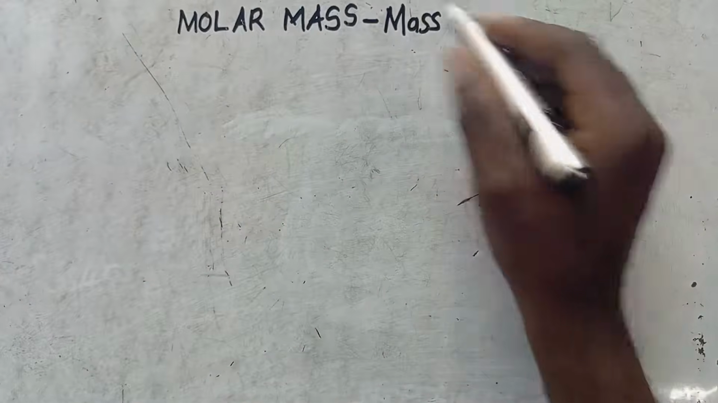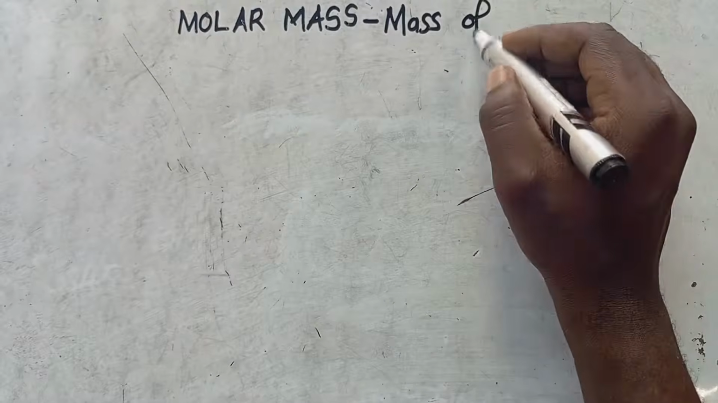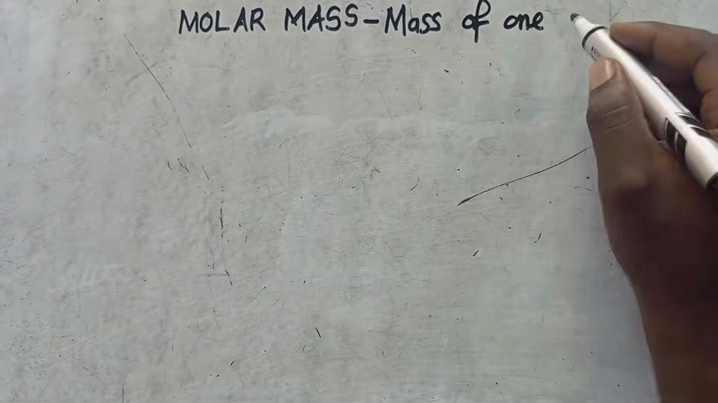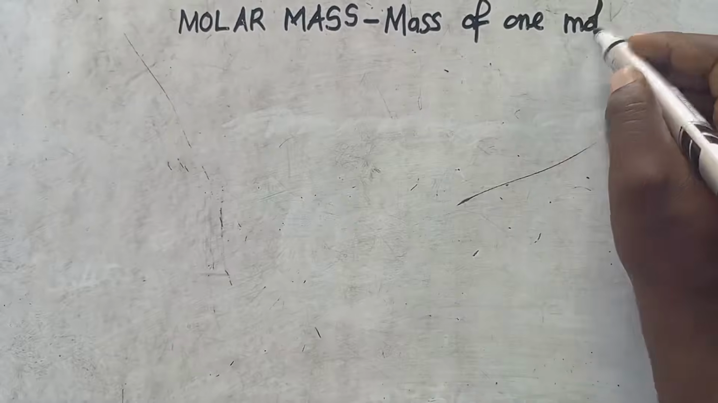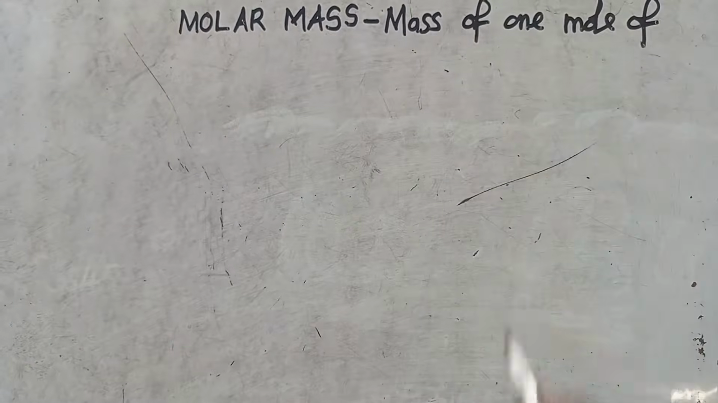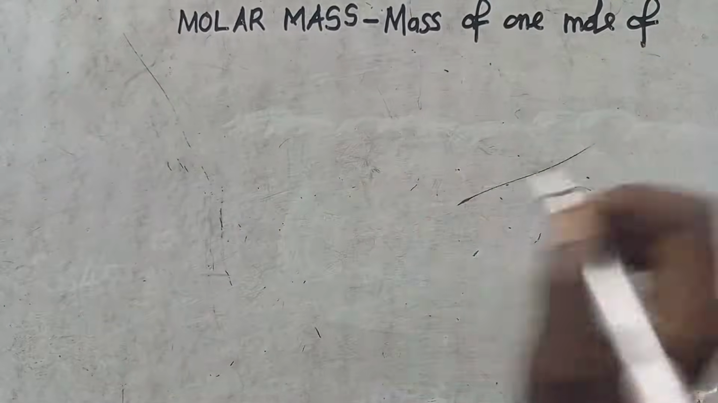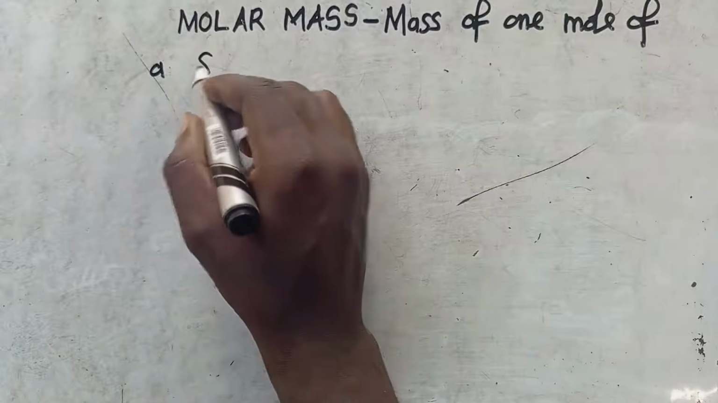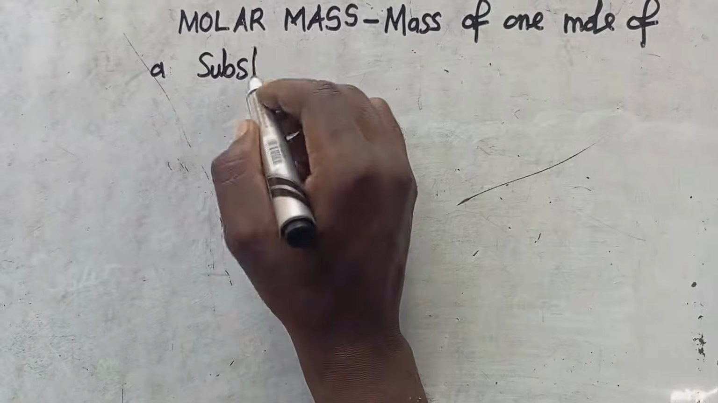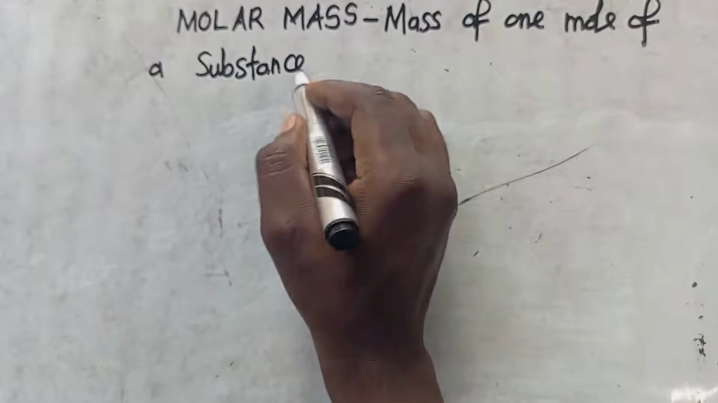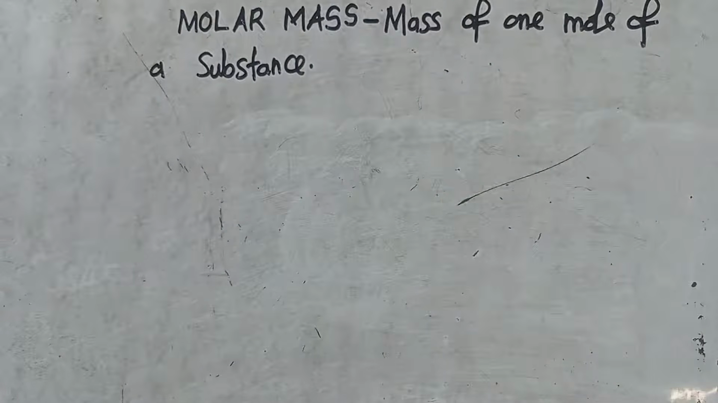the mass of one mole of a substance. So it is the mass of one mole of a substance. This is what you need to understand. So if I tell you what is molar mass, you just need to tell me that it is the mass of one mole of a substance.